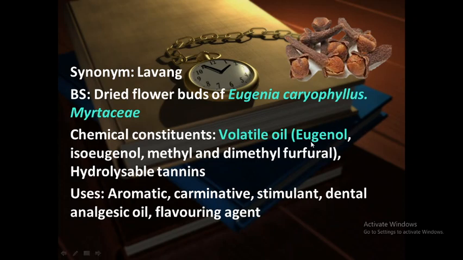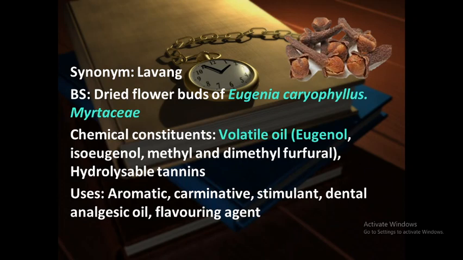And this clove flower bud contains volatile oil as a major chemical constituent, and the volatile oil contains eugenol as a major terpene, as well as isoeugenol, then methyl and dimethyl furfural. Also, the other important constituent in the clove is hydrolyzable tannins. So hydrolyzable tannins are also present in clove bud.